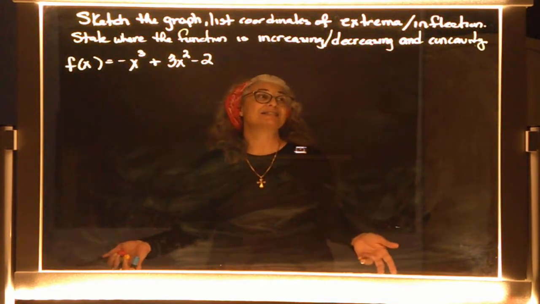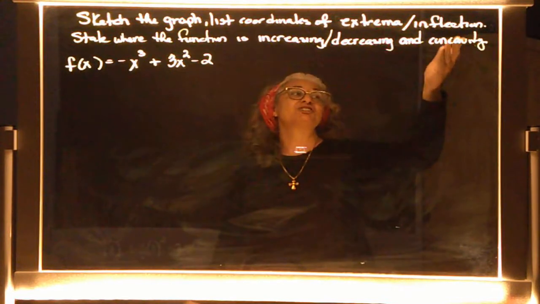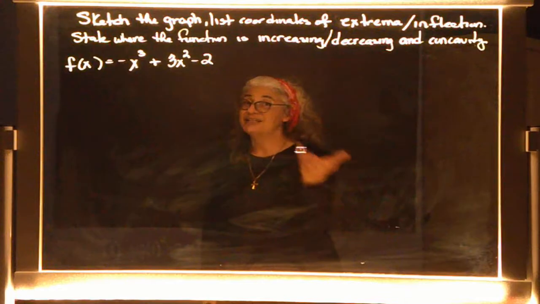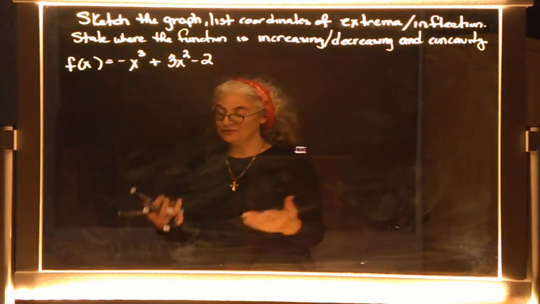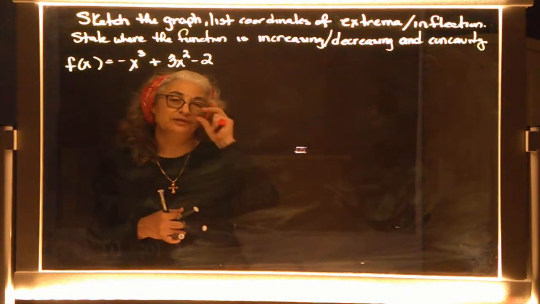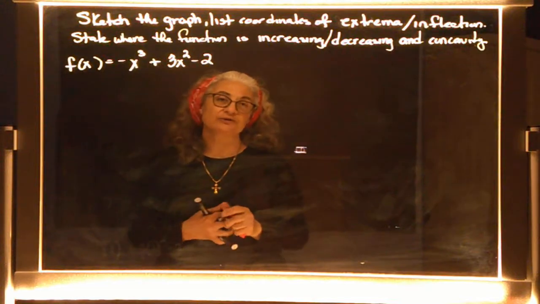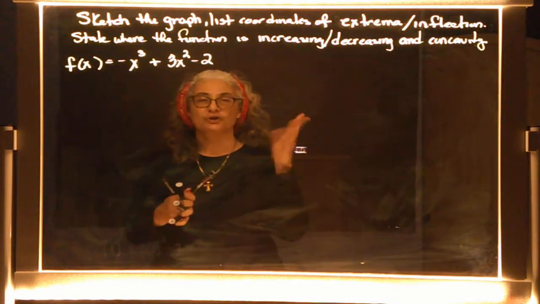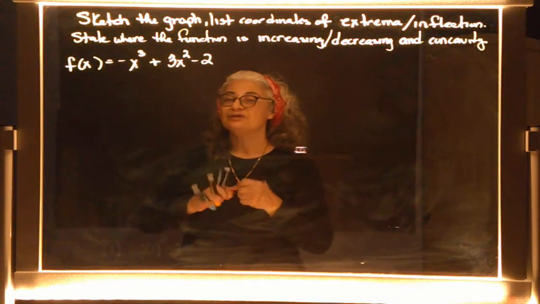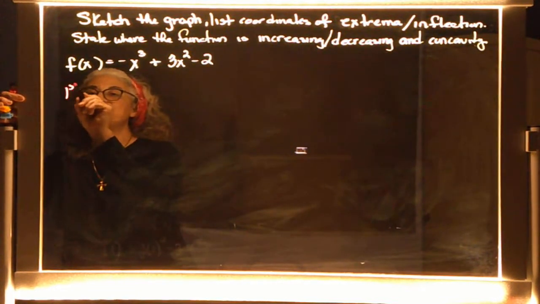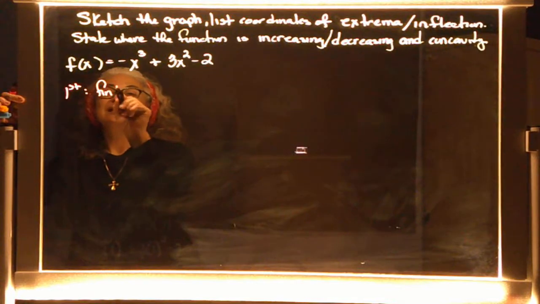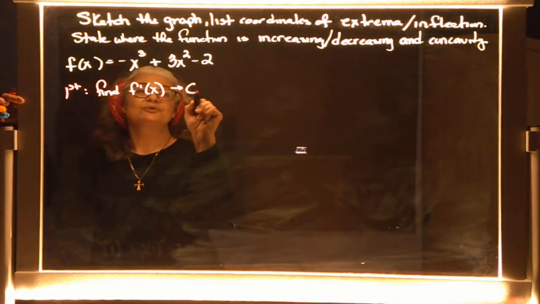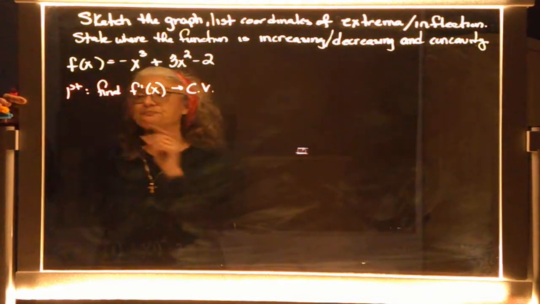Eventually I may have to take the second derivative because of inflection and concavity, but I can't take the second derivative until I take the first derivative. So let's start there. So now let me ask you something. When you find the first derivative, what can you find from it? Good, you can find critical values. So, first, let's find the first derivative, which will lead to critical values, right?